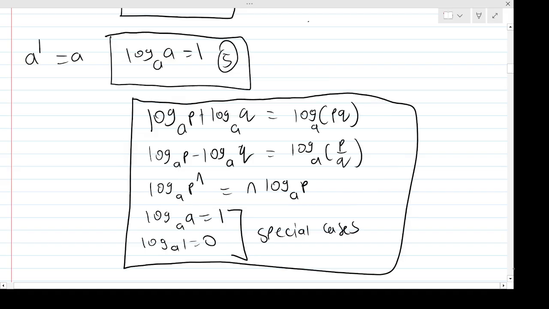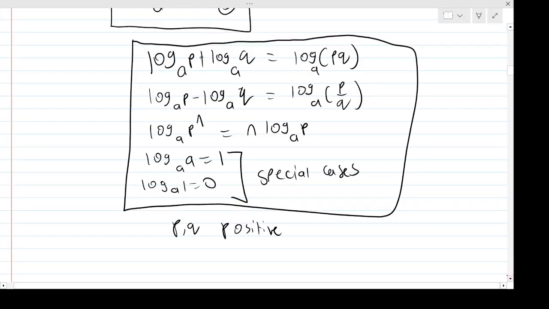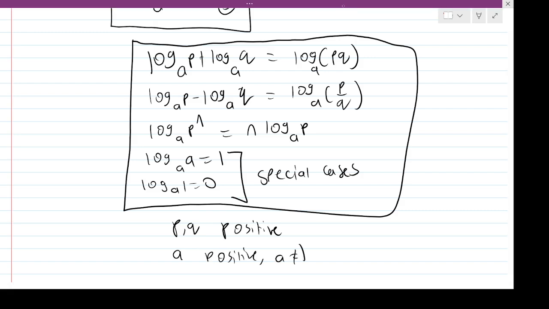So these are the 5 log laws, and you need to remember that for every log, my inputs P and Q both have to be positive. My inputs in my log, my P and Q, all have to be positive. That's what we looked at at the start. And also my base A has to be positive as well. But also A cannot be 1. This is all you need to remember.